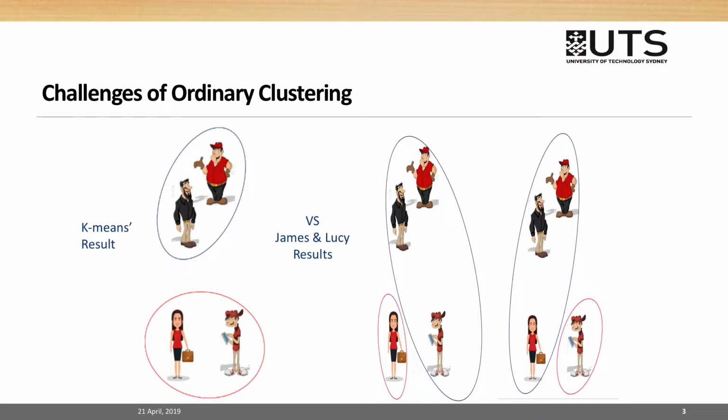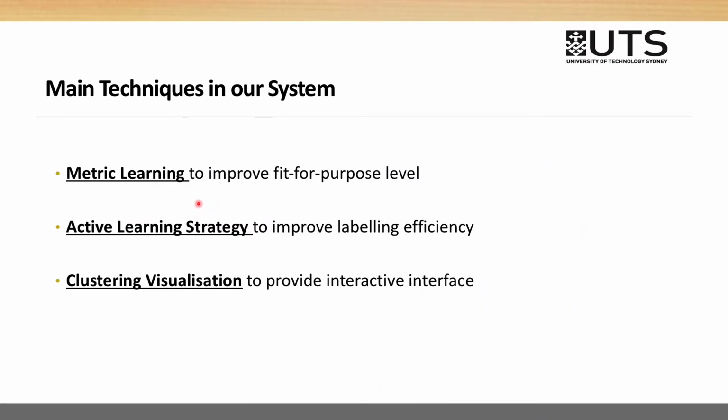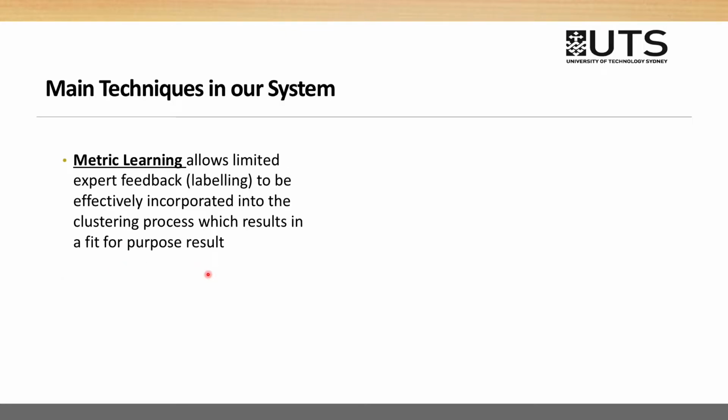Of course, they are not the same, so the both health experts may not be satisfied with the computer's clustering result. How can we fix the problem? We have proposed an interactive clustering system that are customized for health data to deal with the problem. Specifically, there are 3 major techniques that have been applied to our system. They are metric learning, active learning, and clustering visualization.